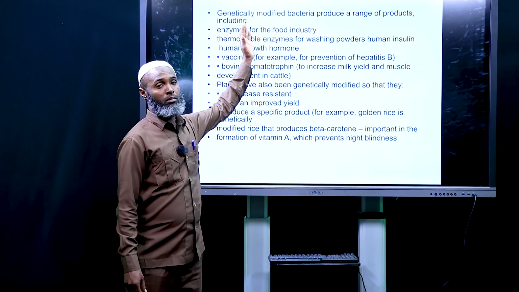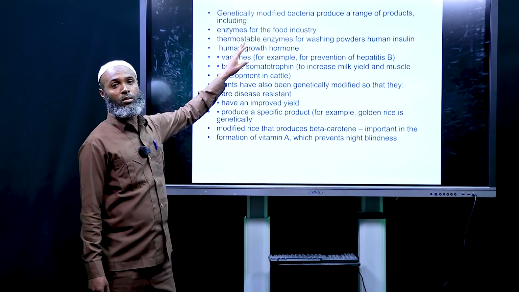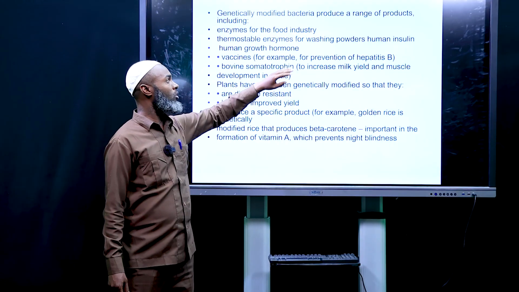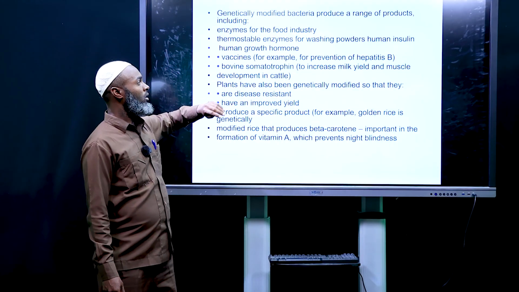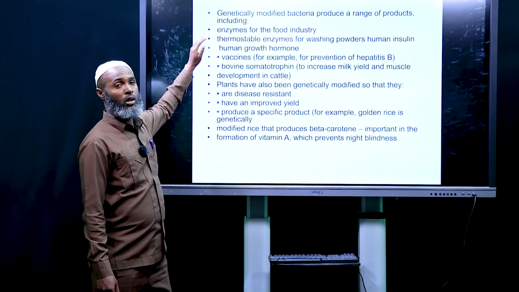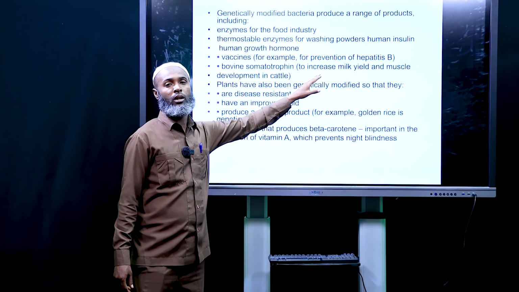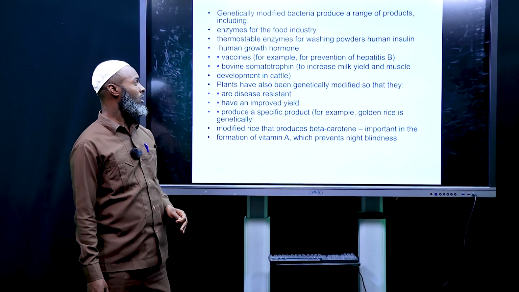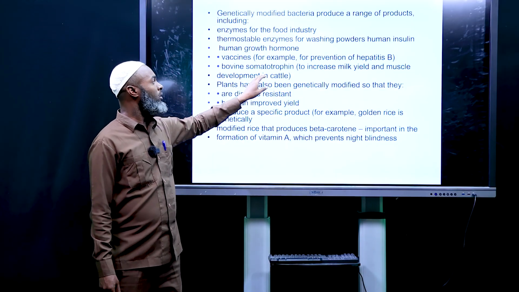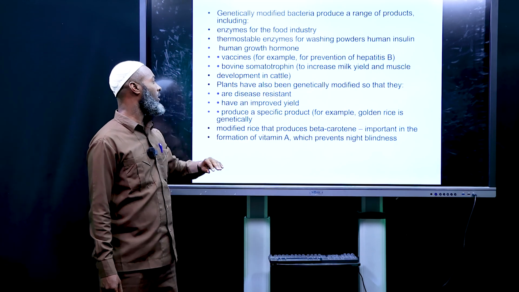Genetically modified bacteria produce a range of products, including enzymes for the food industry, thermostable enzymes for washing powder, human insulin, and human growth hormone. It's also important for production of vaccines for prevention of hepatitis B. Another genetically modified product is bovine somatotrophin, to increase milk yield and muscle development in cattle.